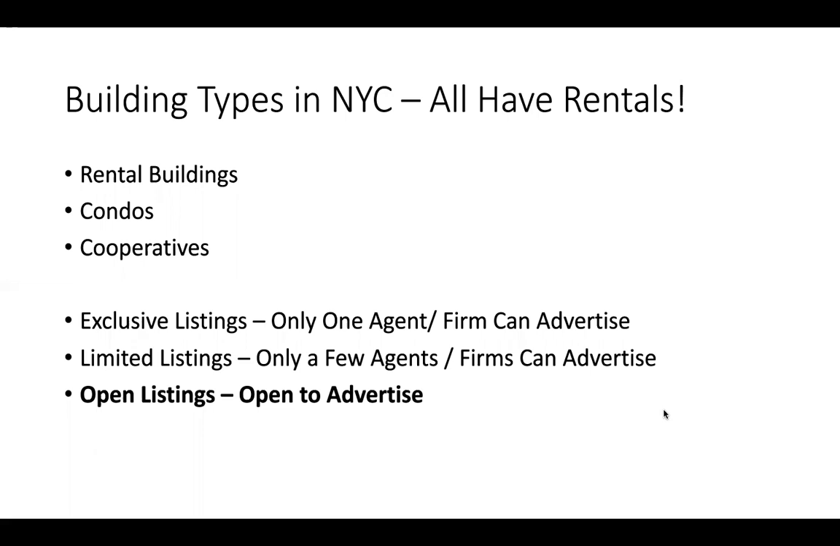In terms of different levels of exclusivity with apartments, one is an exclusive listing, right? That's where one agent or one firm has the right to advertise that property. Another is a limited listing where only a few agents or firms have the right to advertise. And the most general, the broadest, is what we would call open listings, right? That's where anyone potentially has the right to advertise and to show that property.